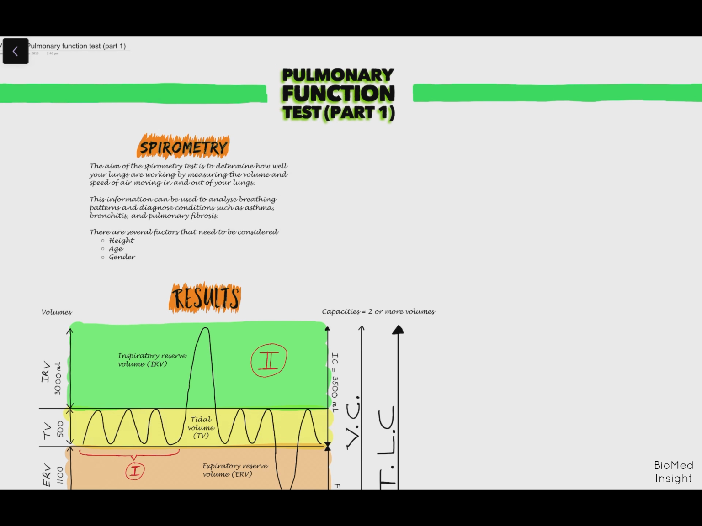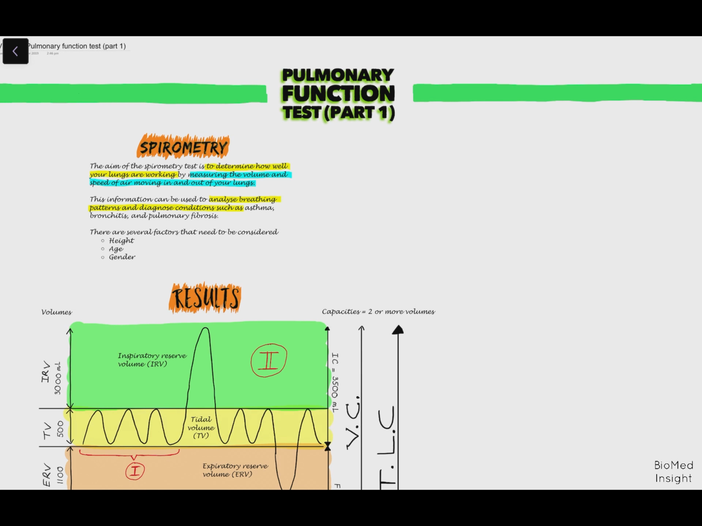The aim of the spirometry test is to determine how well your lungs are working by measuring the volume and speed of air moving in and out of your lungs. This information can be used to analyse breathing patterns and diagnose conditions such as asthma, bronchitis, and pulmonary fibrosis.